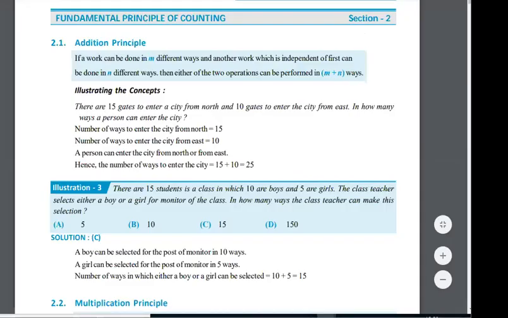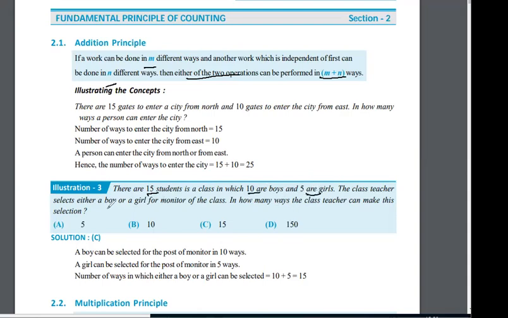Now think about this. This was a basic introduction about factorials. After factorials, we studied the fundamental principle of counting. When we talk about the fundamental principle of counting, we studied the addition principle and the multiplication principle. In addition, we know that if we have two events, one which can be done in m ways and second which can be done in n ways, if either of the two is done, then we will add the number of ways.